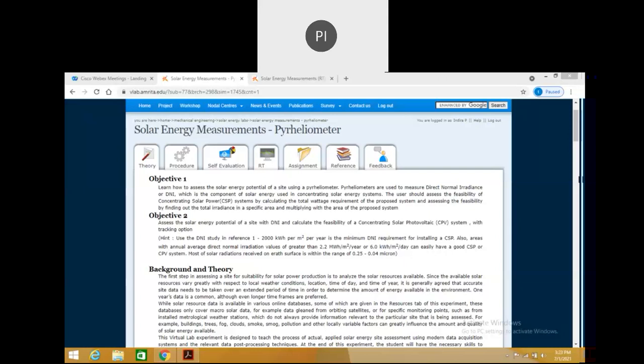What is a solar cell? That is simply a PN junction. By using solar cells, we can produce electricity from the sun's light radiation. This pyrheliometer is also useful for determining whether a concentrating solar photovoltaic panel system is suitable for a site or not. These are the tracking options.